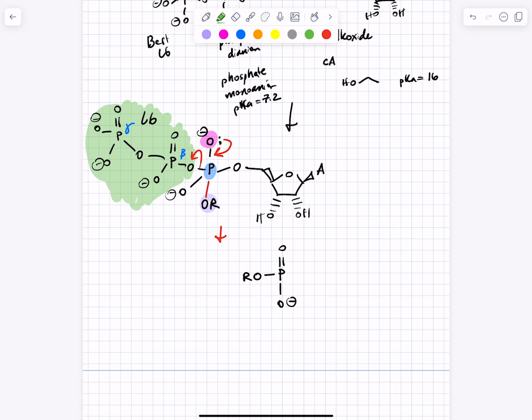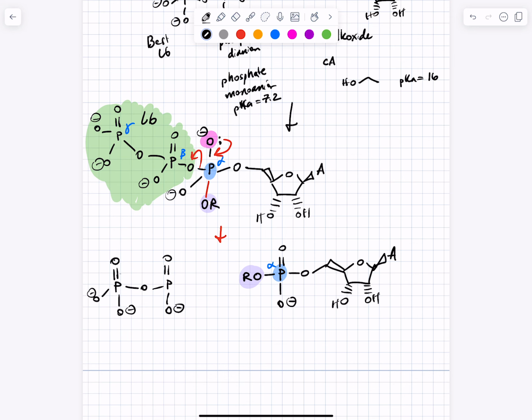this one, now our OR group is attached to the blue alpha phosphorus, which is itself still attached to the ring of the sugar and an adenine group. And then over here was the leaving group, which we already looked at and decided would be a better leaving group than the alternative. And here, our nucleophile is now attached to something called adenosine monophosphate.